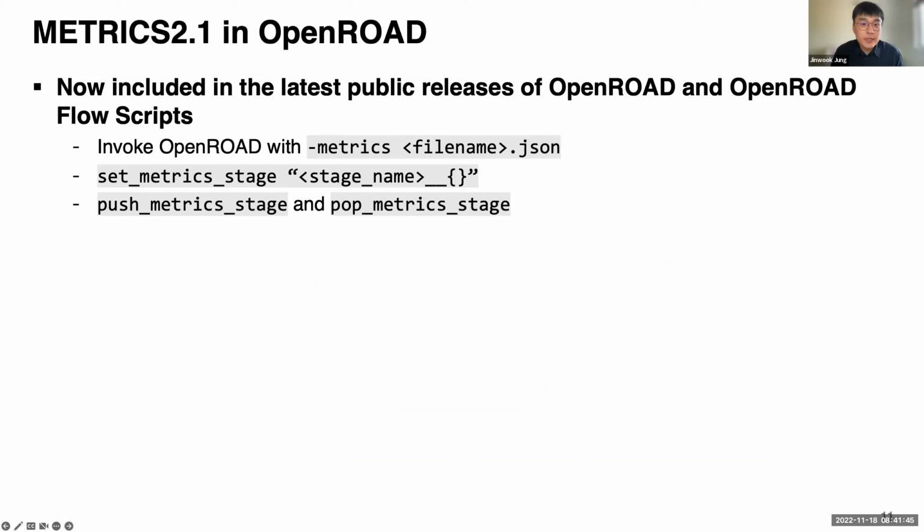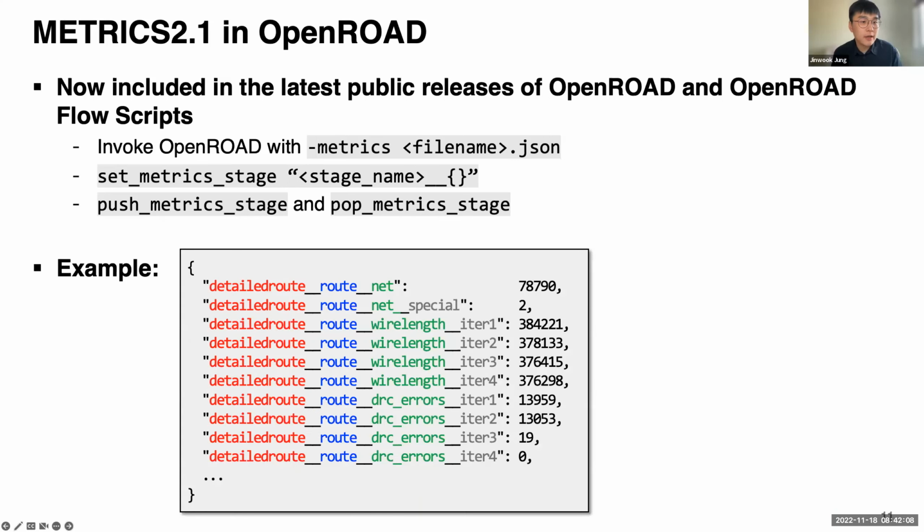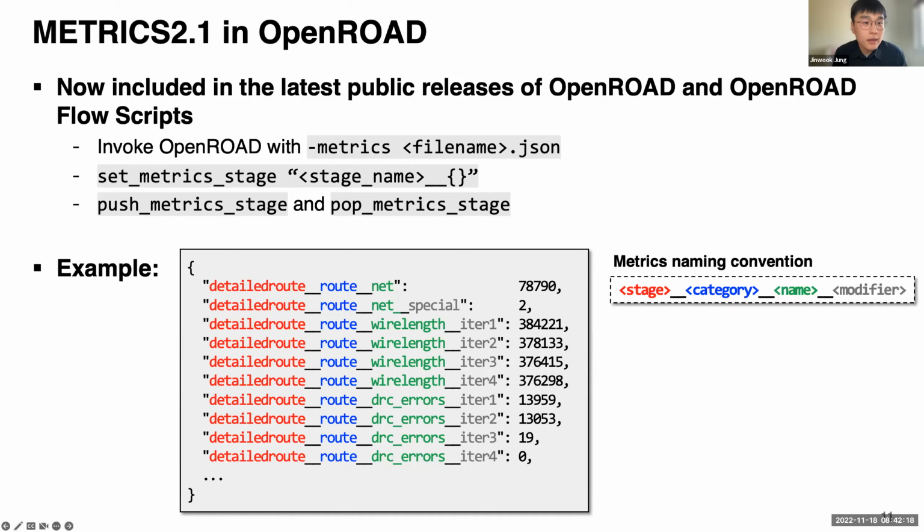The Metrics 2.1 system is now included in the latest releases of OpenROAD and OpenROAD-flow-scripts. Users can now specify the dash metrics argument with a file name. After the flow execution, OpenROAD will generate the metrics.json file at the end of the flow. This shows example metrics data for detailed routing. You can see that some detailed routing metrics are recorded as JSON objects, essentially key value pairs. This is the metrics naming convention: in Metrics 2.1, each metric is uniquely defined by the stage, category, and name, as well as the modifier.